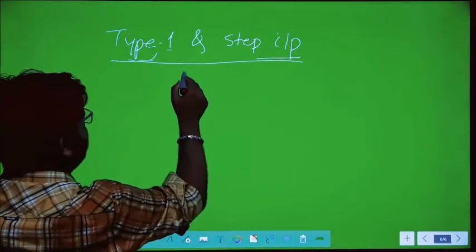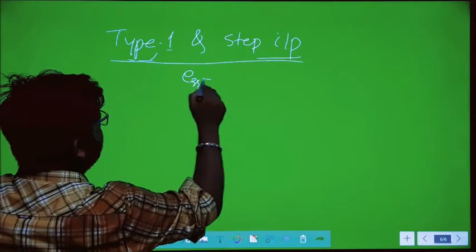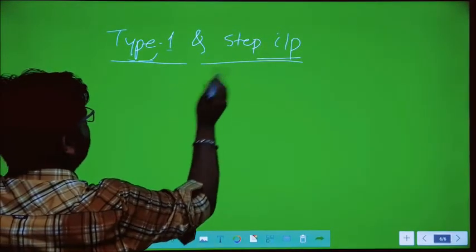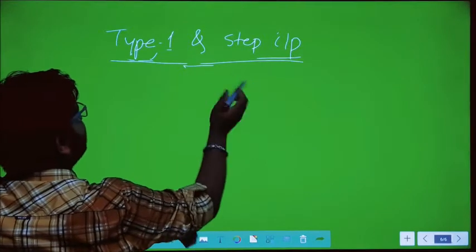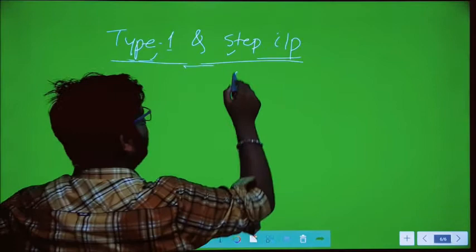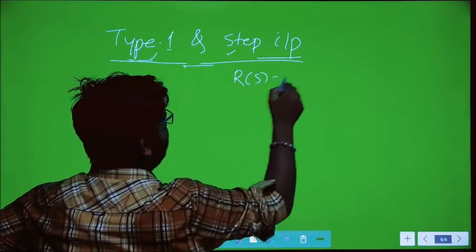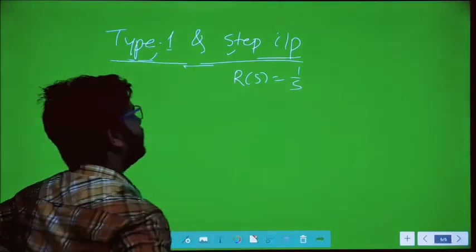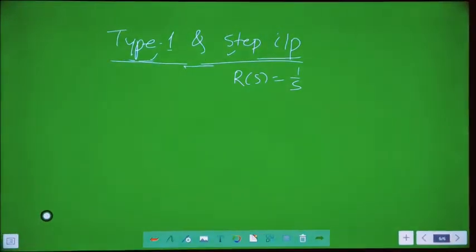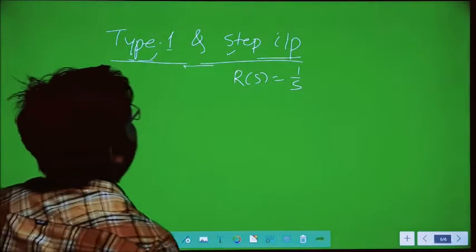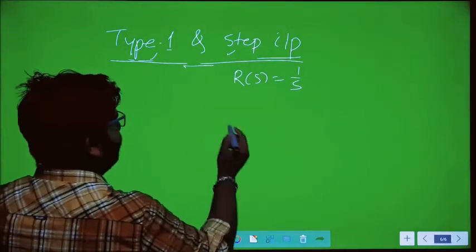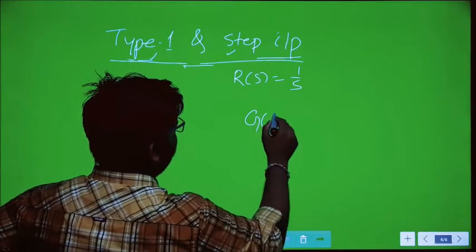We know that ESS is equal to limit. Okay, don't bother about ESS. Here we are given a step input, and we know that for a step input R of S is 1 by S. Yes or no? If R of S is 1 by S, and for a type 1 system, what is G of S into H of S?